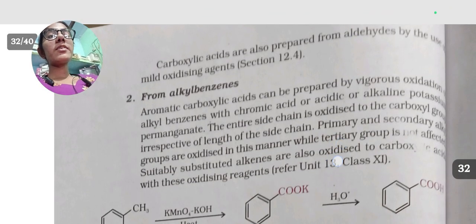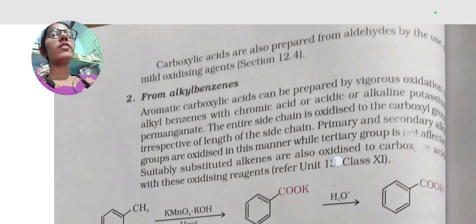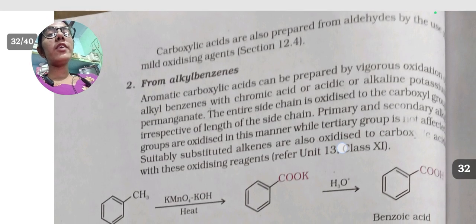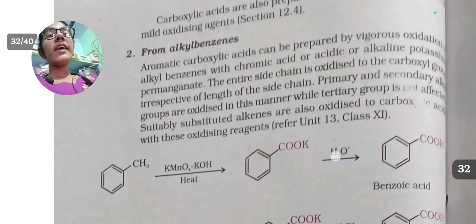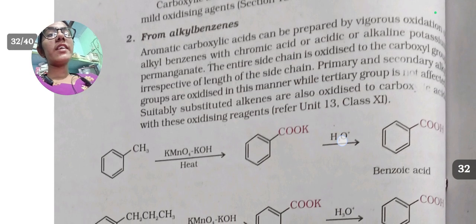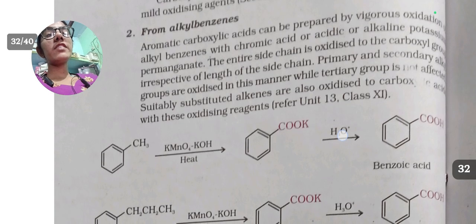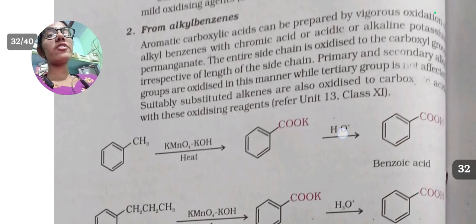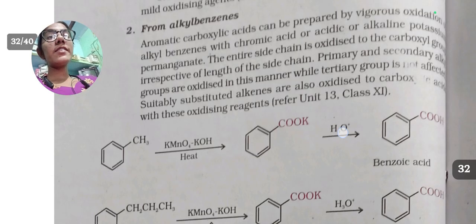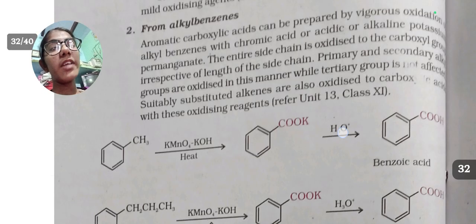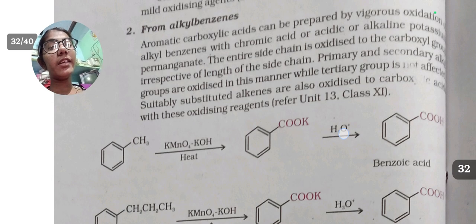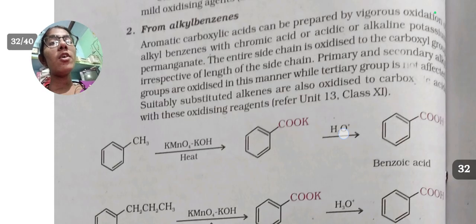Carboxylic acids are also prepared from aldehydes by mild oxidizing agents. Second is from alkylbenzenes. Aromatic carboxylic acids can be prepared by vigorous oxidation of alkylbenzenes with chromic acid or acidic or alkaline potassium permanganate. The entire side chain is oxidized to the carboxylic group, irrespective of the length of the side chain. Primary and secondary alkyl groups are oxidized in this manner, while a tertiary group is not affected.